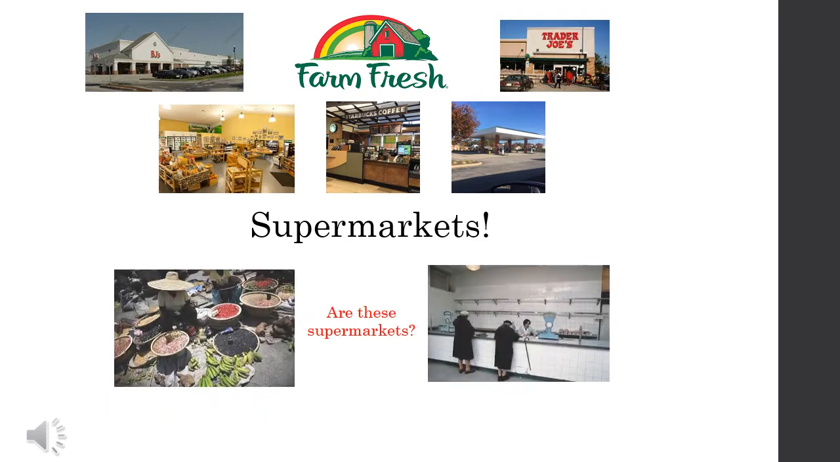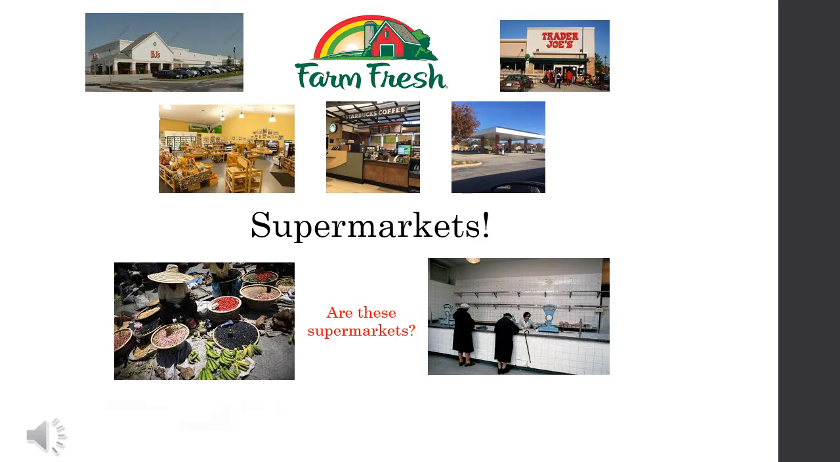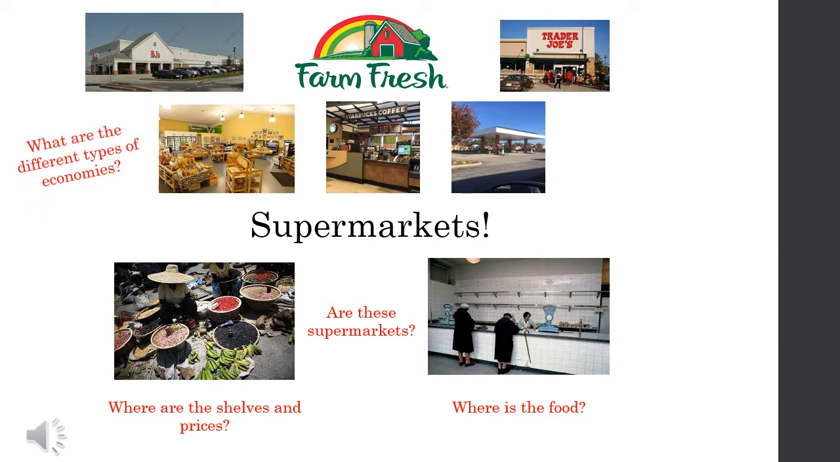But are these supermarkets? Where are the shelves and prices? Wait a minute. Where is the food? Well, these might be considered supermarkets, but not here where we live. So we have to figure out something. What are the different types of economies that would allow food to be sold in such a different way? And how do these different economies work? With that said, go to the next slide.